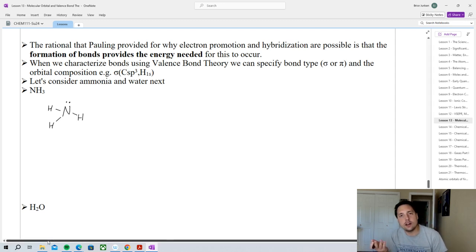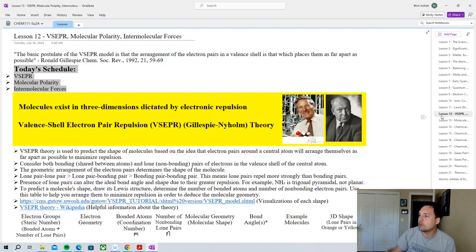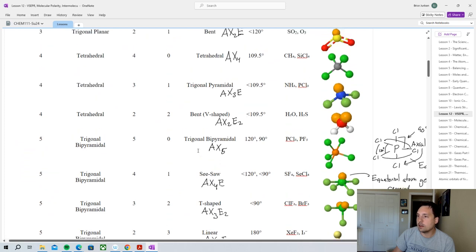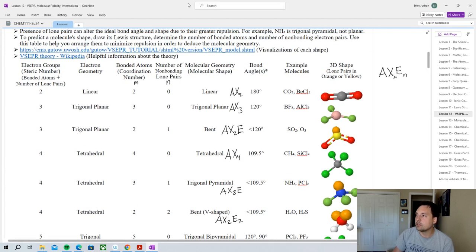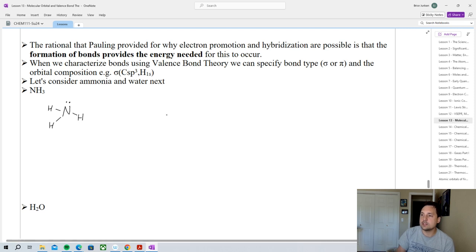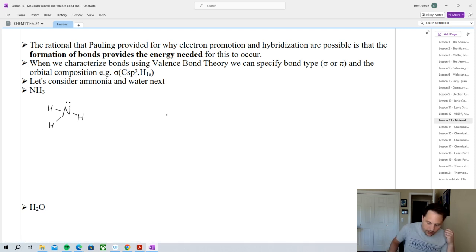And if we think about what electronic geometry is needed here, if we look back at lesson 12, we'll see that ammonia has 3 atoms attached and one lone pair. So we need to have a tetrahedral geometry for ammonia to get the correct angles between these hydrogens, because these hydrogens are going to be slightly less than 109.5 degrees. So what we're going to do for ammonia is also do the hybridization, but what we're going to need is sp3 hybridization.